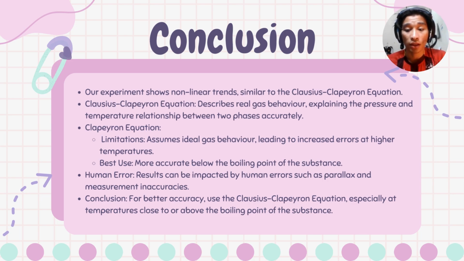Next, human error. The results can be impacted by human error such as parallax and measurement inaccuracies. And lastly, for better accuracy, use the Clausius-Clapeyron equation, especially at temperatures close to or above the boiling point of the substance.